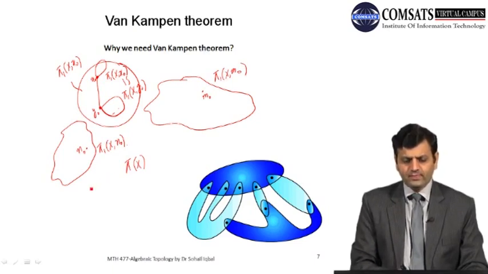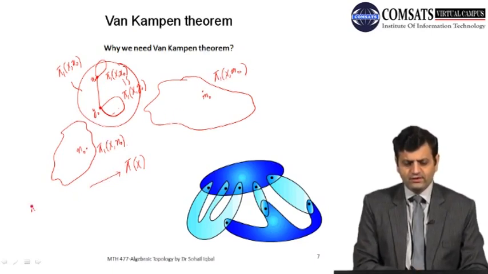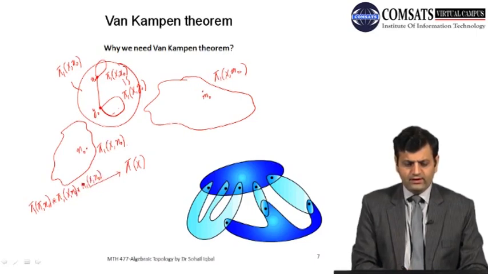So what is the rough idea? For example, in this case we have three path connected components. So take the free product of these three groups, pi 1 of X, m naught, free product with pi 1 of X, n naught, and so on. And there is a map which takes the free product of these three groups to the fundamental group of X.